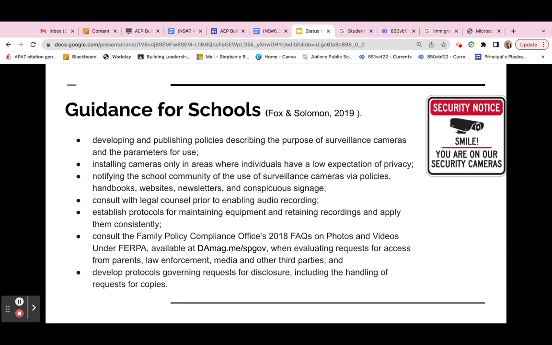So with that in mind, I thought it was important to include some guidance for our schools. This came from Fox and Solomon 2019. We need to make sure that we are developing and publishing policies describing the purpose of surveillance cameras and the parameters for use. Install cameras only in areas where individuals have a low expectation of privacy, and notify the school community of the use of surveillance cameras via policies, handbooks, websites, and newsletters. Consult with legal counsel prior to enabling audio recording, and establish protocols for maintaining equipment and retaining recordings, and apply them consistently.